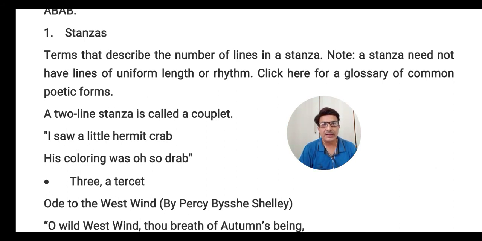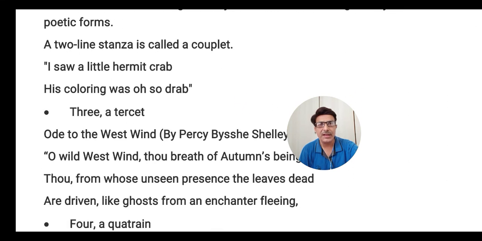The term that describes the number of lines in a stanza is what we know as a stanza. If there are two lines in a stanza, it is called a couplet. You can see on the screen when the poet is writing the poetry in stanzas of two lines each, this one particular group of two lines is known as a couplet. You can see this example on the screen.